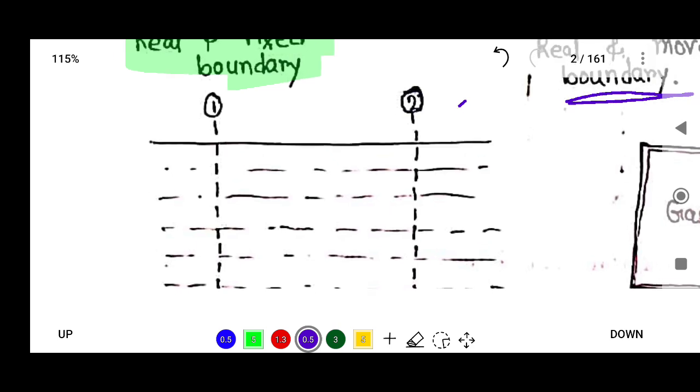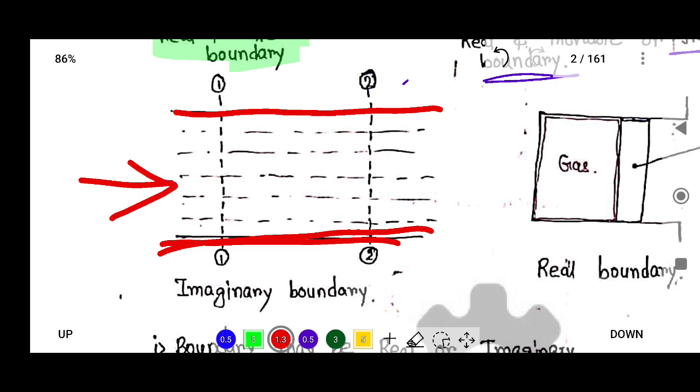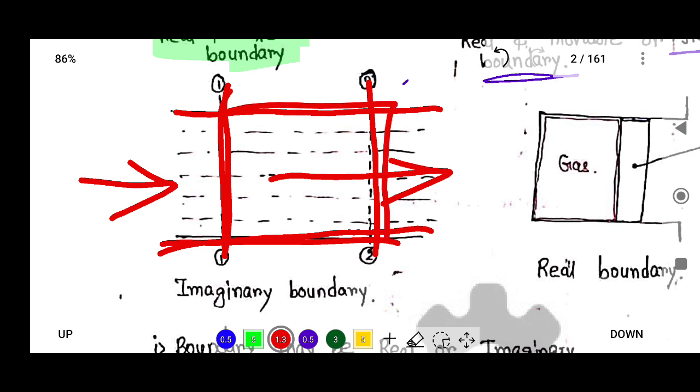Now there is another example. Suppose this is a pipe and fluid is flowing inside this pipe. Consider this is section 1 and this is section 2. Imagine that this is our system.